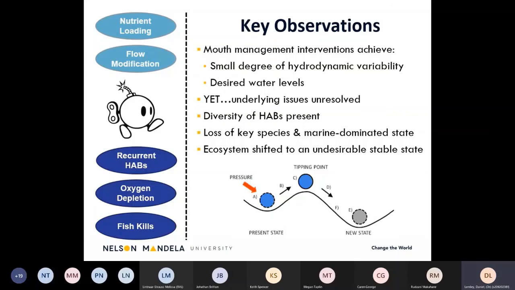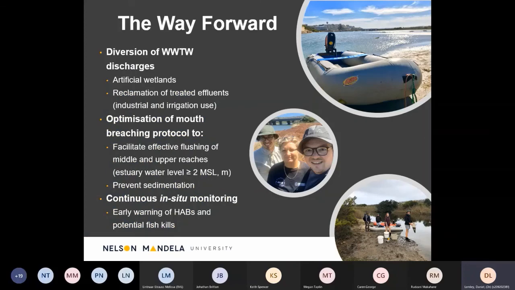So some of the things that can be done in the system are the diversion of these wastewater treatment works discharges, which can be done through artificial wetlands. You can also reclaim some of these effluents for industrial and irrigation use. I think in the case of the Hartenbos, there is an allocation, I'm guessing now, of about 1 megaliter that goes to livestock watering. So it is being done. It could possibly be done more.